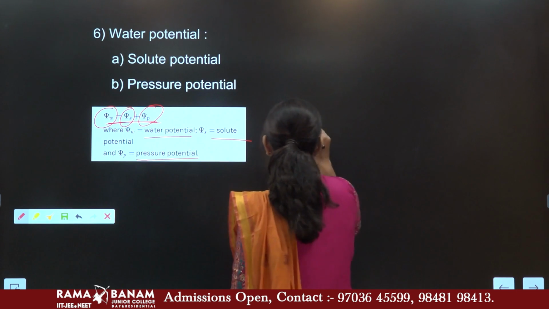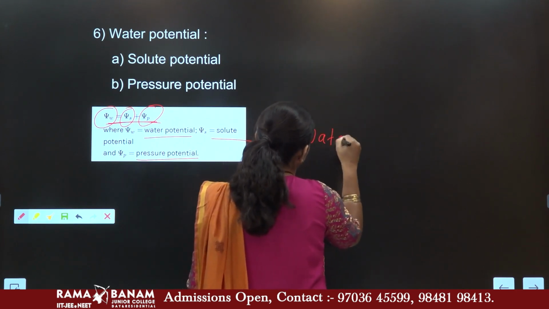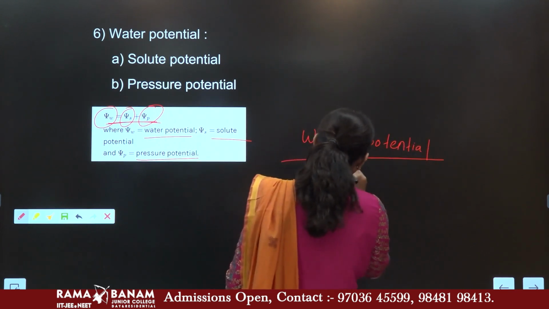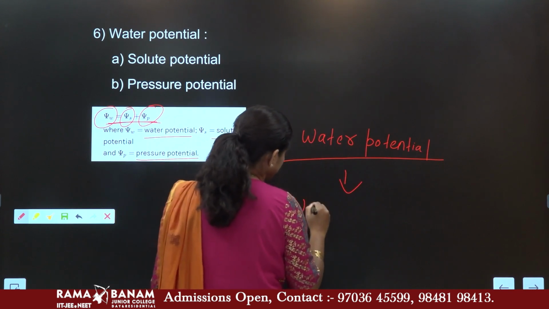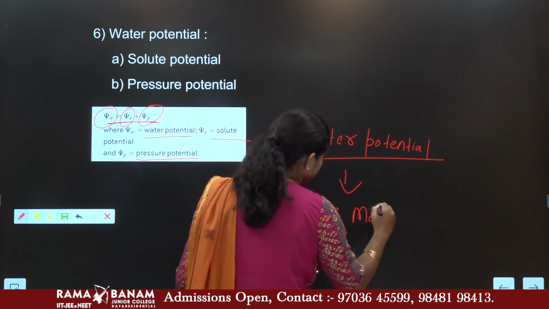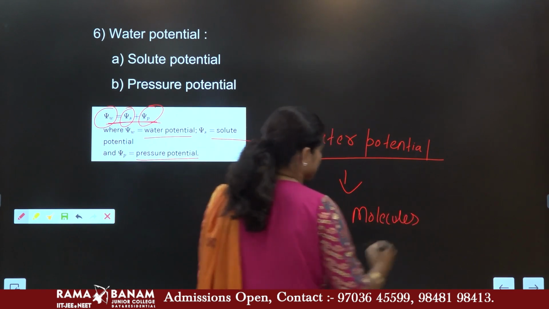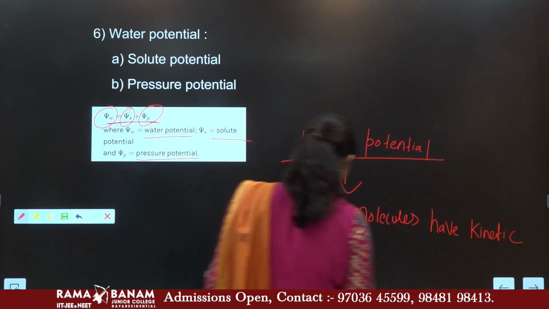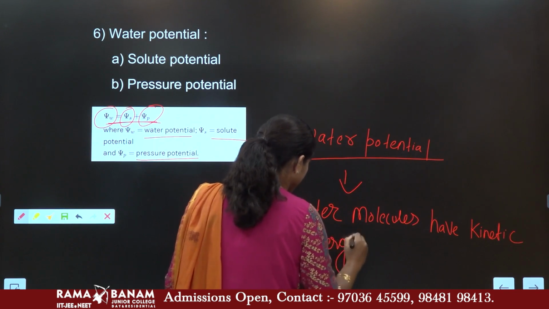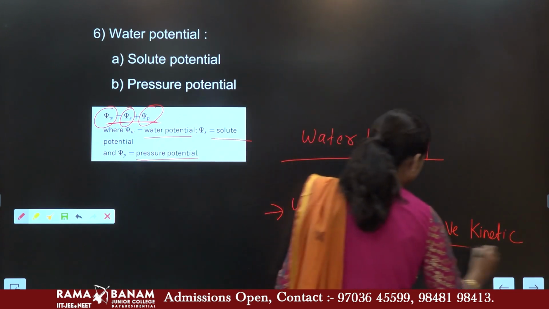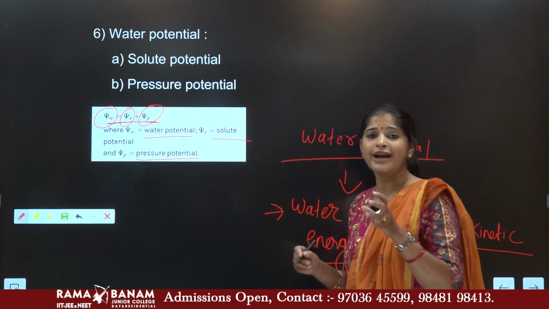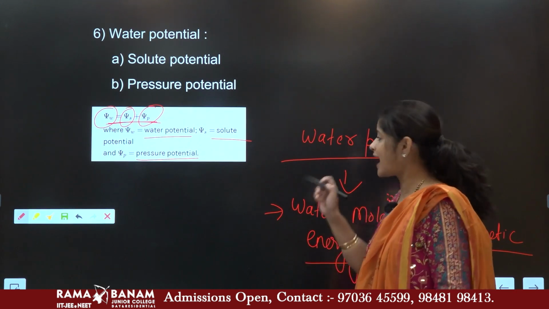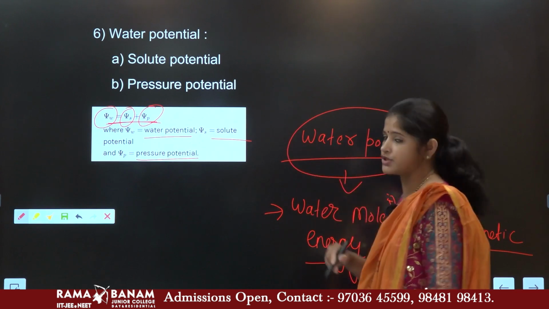What is the meaning of water potential? So, student, we must understand clearly that water molecules have kinetic energy. Water has kinetic energy. So, due to that kinetic energy, the water molecules impart potential. That potential is called the water potential.